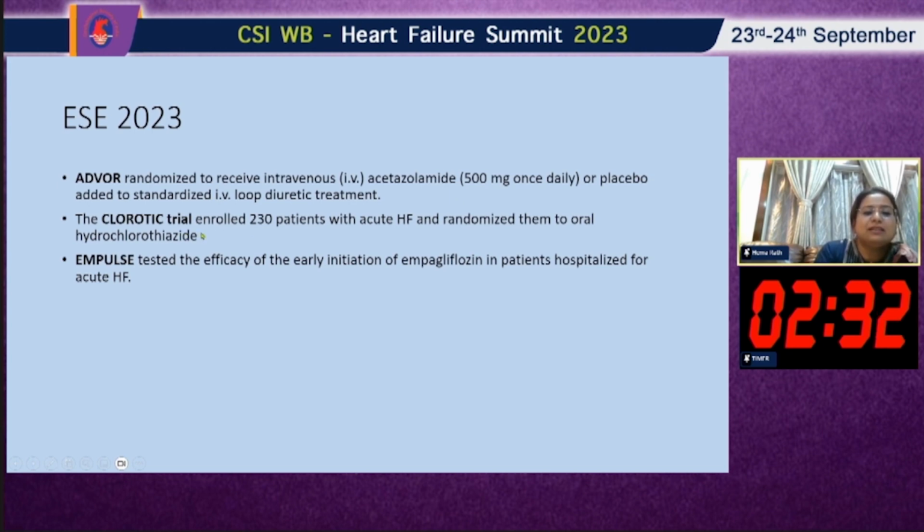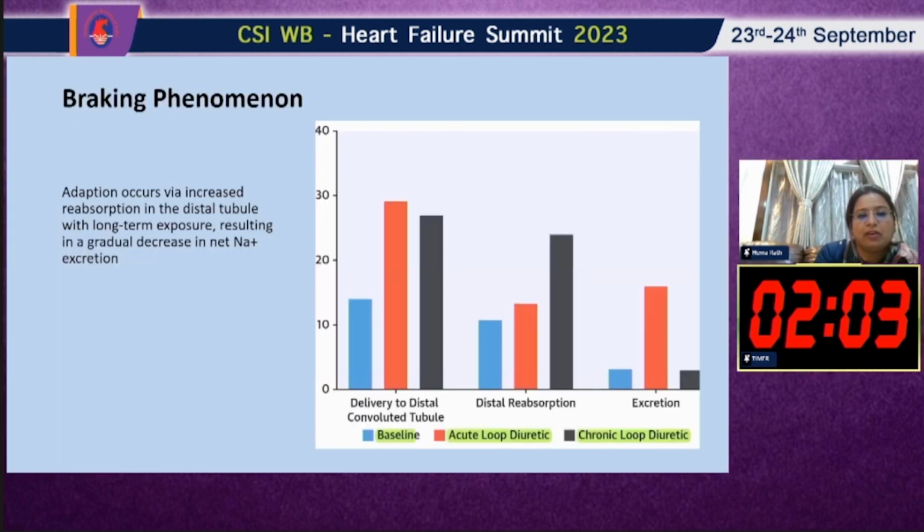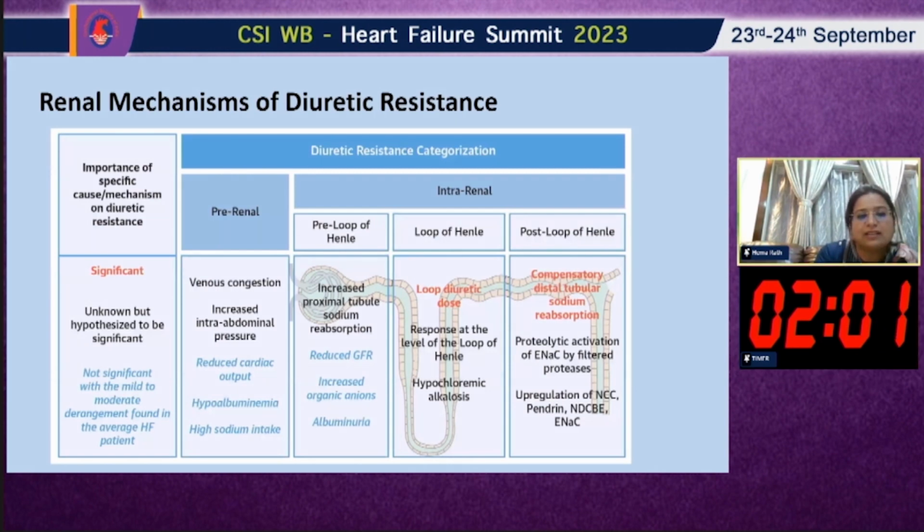The CLOROTIC trial, another trial, tested hydrochlorothiazide as an add-on therapy and did not give any kind of clinical significance, so it was not taken into the guidelines. In the EMPULSE trial, empagliflozin, an SGLT2 inhibitor, was tried in patients with acute heart failure, but did not show any benefit for decongestion apart from the disease-modifying effect it has with the other drugs. So the ADVOR trial, what was the breaking phenomenon? It is for diuretic resistance.